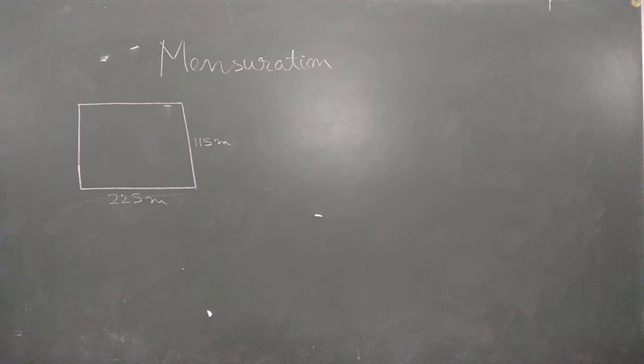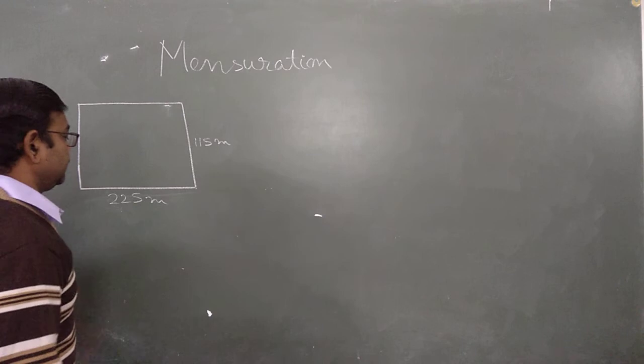See on the board, on the left hand side, it is given that there is a rectangle. In the question it is given that there is a rectangular park having length 225 meter and breadth 115 meter. The question says to find the total cost of fencing with the rate of 13 rupees per meter. So for this we have to find out the perimeter.